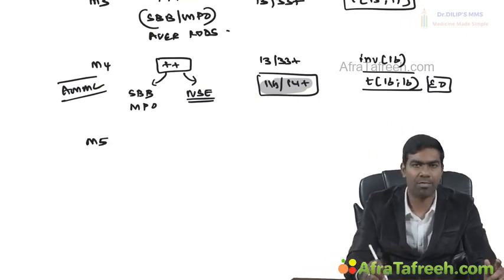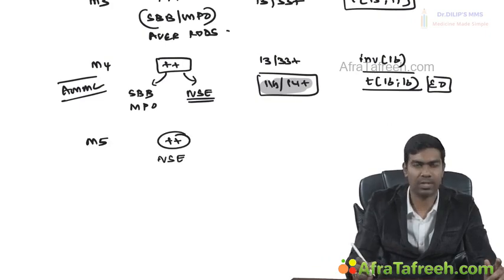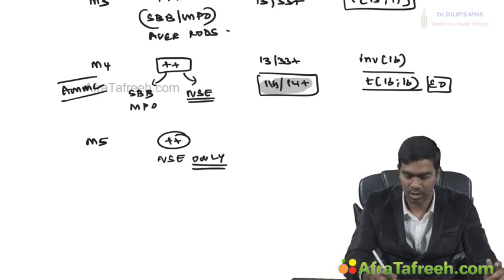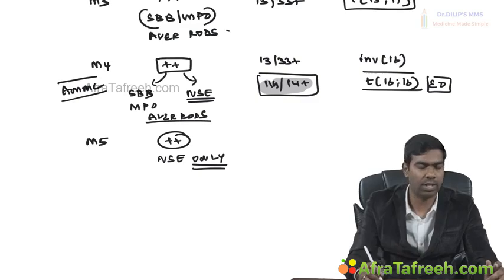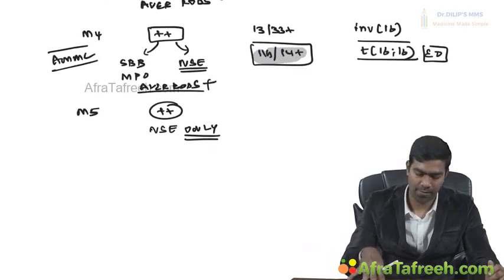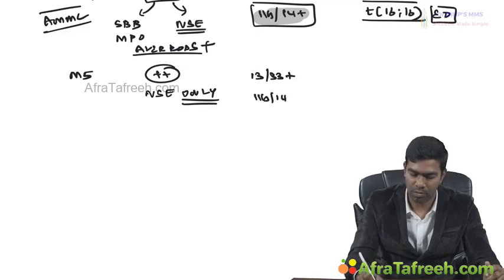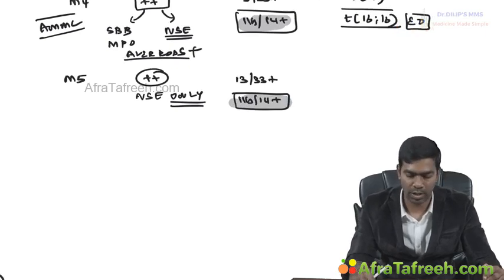Then you have M5. Remember the staining will be positive purely for non-specific esterase only, and definitely negative for myeloperoxidase and Sudan black. Here you may see a bit of Auer rods, but definitely no Auer rods in M5, and you are not going to see myeloperoxidase or Sudan black positivity. Clear? Again, they can be CD13 and CD33 positive, but definitely they will be CD11b and CD14 positive very strongly, and this is the key for diagnosing monocytic leukemia.